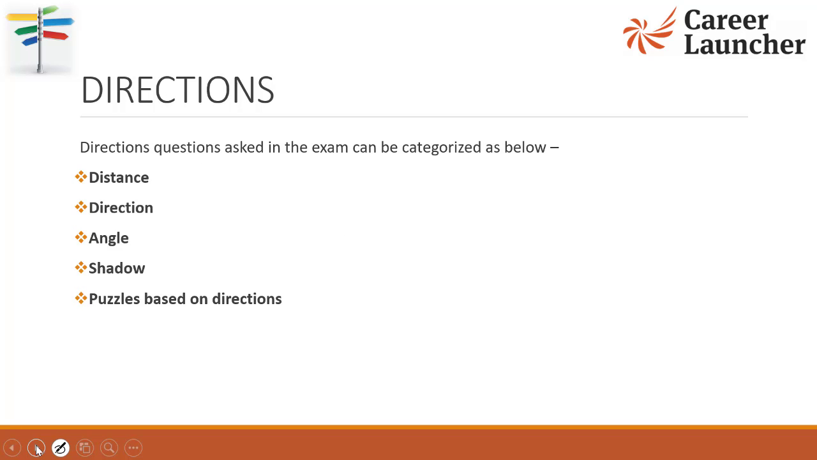Now, firstly, the questions based on the concept of directions can be categorized as follows, which you can see here. Questions can be asked about the distance between the end point and the beginning point. Questions can be asked based on direction vis-a-vis, like if a particular movement of a person has been given, and it could be asked that now he is in which direction with respect to the starting point.